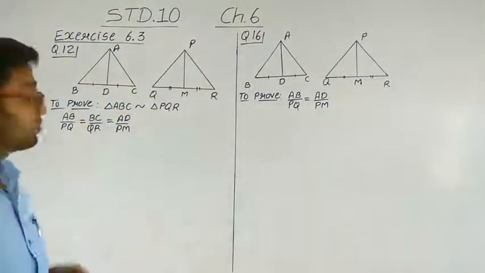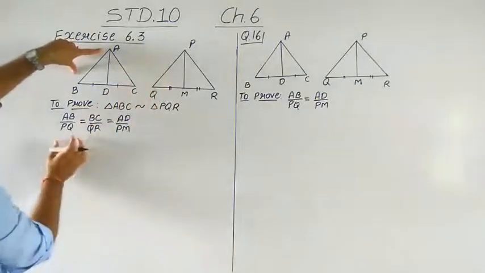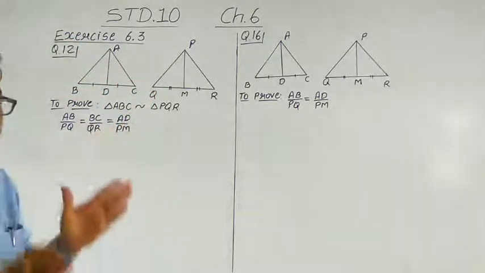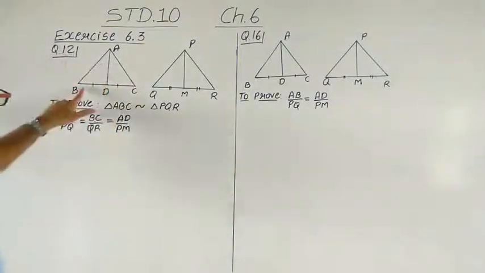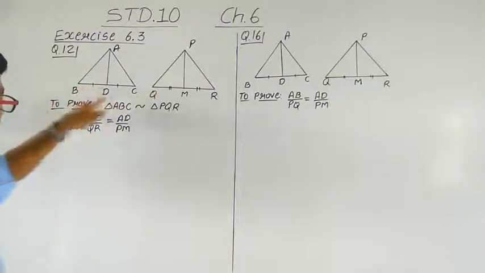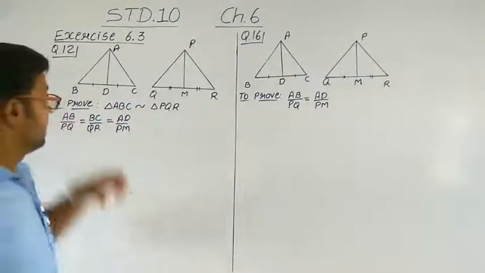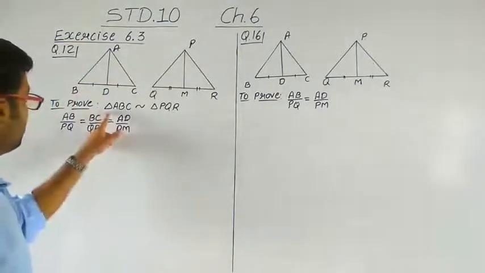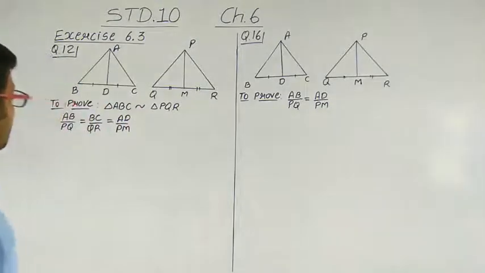So see, two things we already have, that AB upon PQ and BC upon QR. Two sides we have are already in proportion. What we have to do is make these two angles equal. If we can make angle B and Q equal, then by the side angle side criteria, we can prove that these two triangles are similar. But how can we do this?